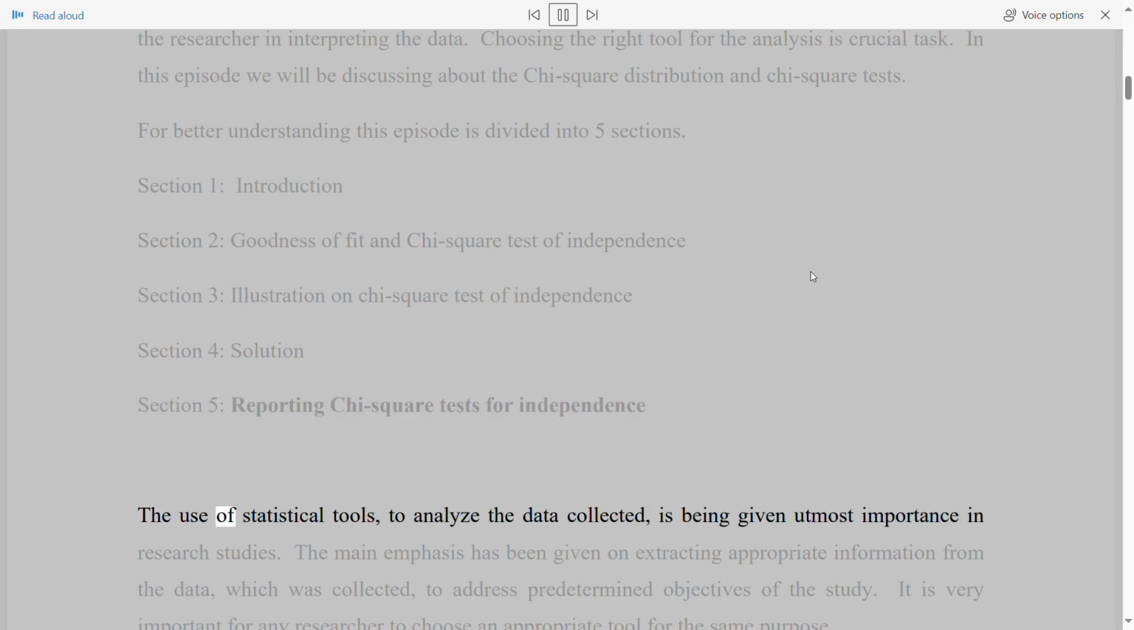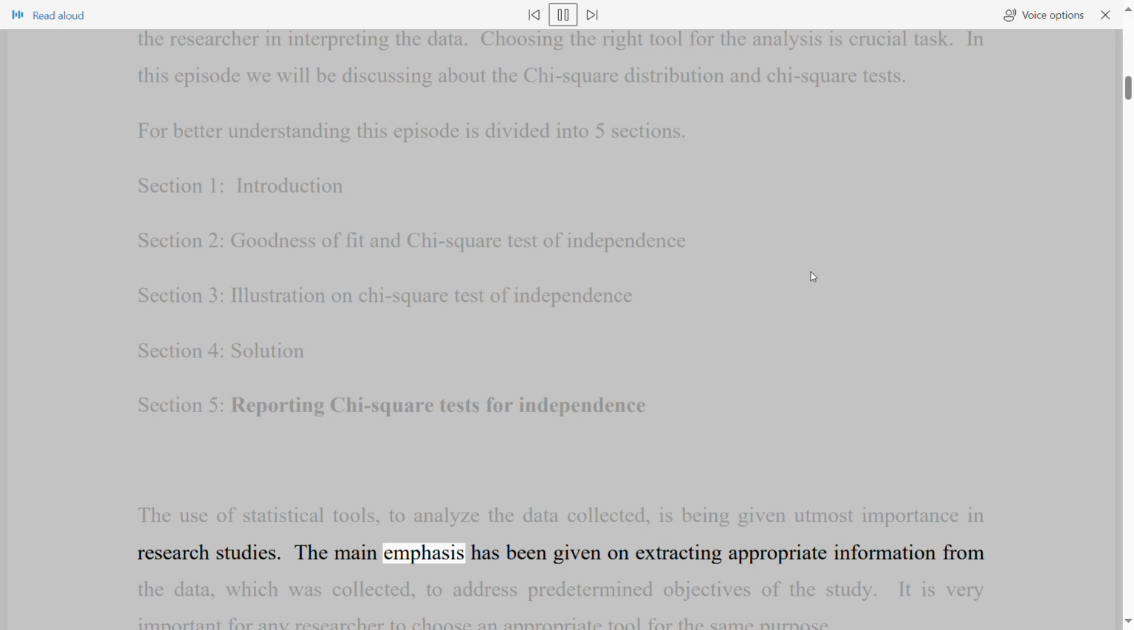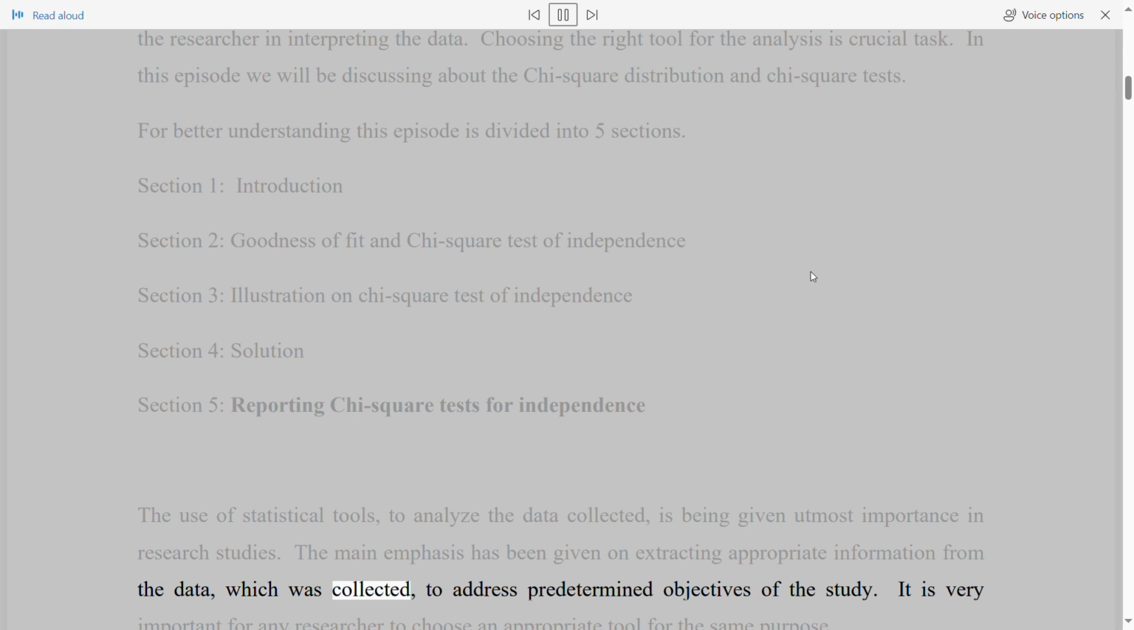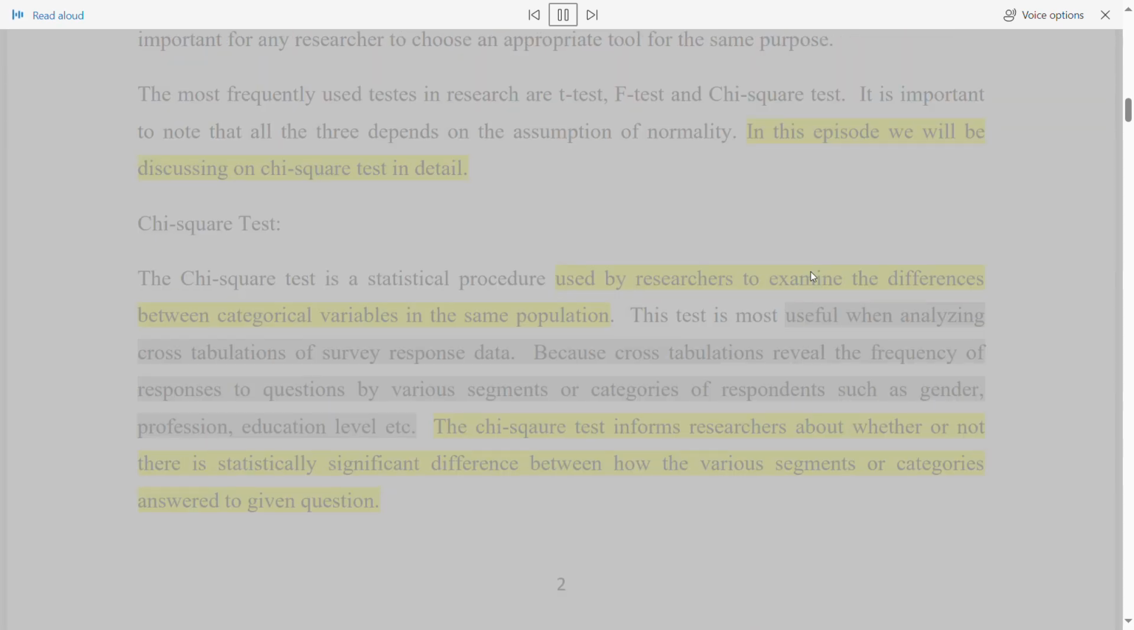The use of statistical tools to analyze the data collected is being given utmost importance in research studies. The main emphasis is on extracting appropriate information from the data collected to address predetermined objectives of the study. It is very important for any researcher to choose an appropriate tool for the same purpose. The most frequently used tests in research are t-test, f-test and Chi-Square test. It is important to note that all three depend on the assumption of normality. In this episode, we will be discussing Chi-Square test in detail.